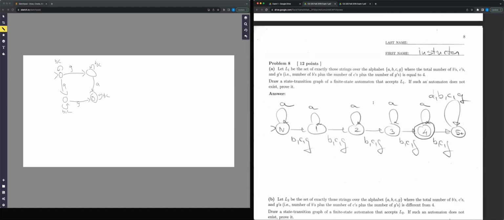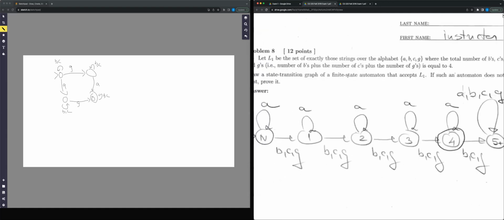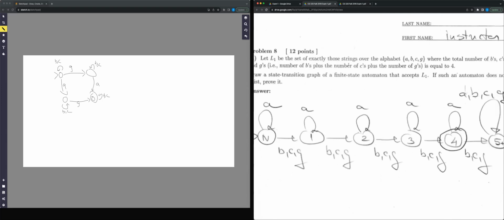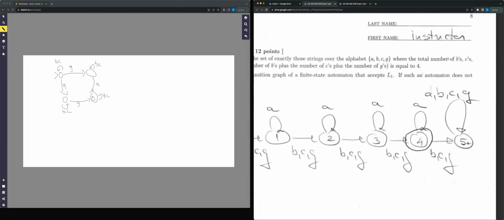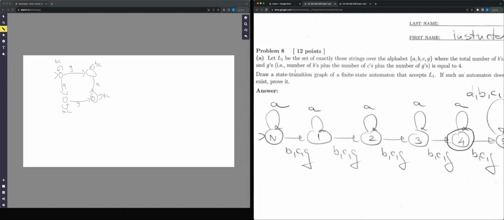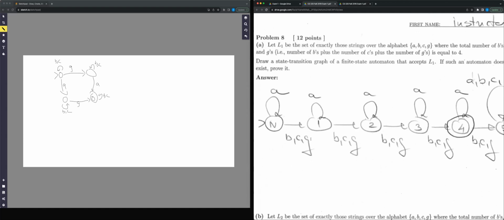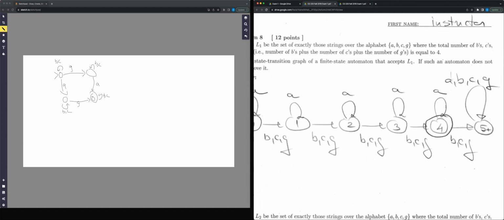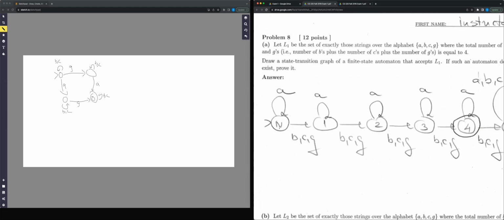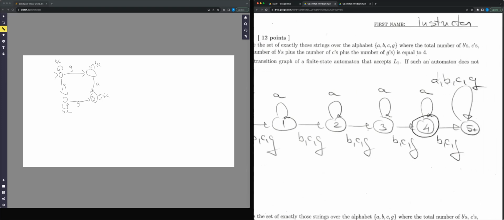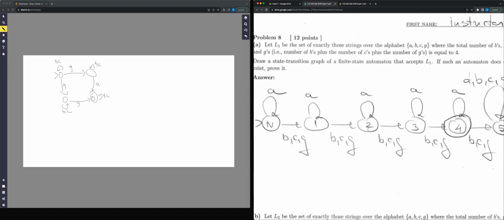Right. So this is the one that says, let the total number of B's, C's, and G's, i.e. number of B's plus number of C's plus number of G's, equals 4. Okay. So again, at any given state, you don't care about A's. But in order for you to go from none to 1 to 2 to 3 to 4, you need a B, a C, or a G in order to increase your count. Hence, that. This one has no lambdas, so it's deterministic.